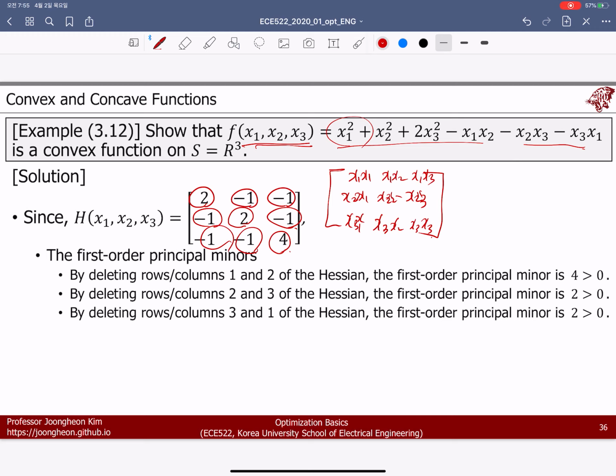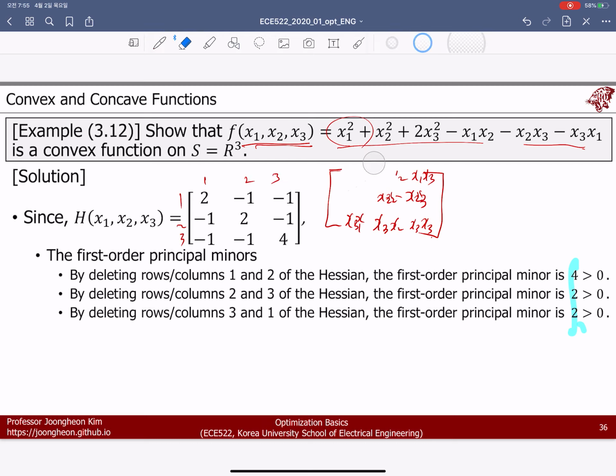So in this case, you want to calculate the first order principal minor first. That's why it becomes 2, 4. 2, 4, that's fine. So for the next, you want to calculate the second order principal minor. So in this case, 1, 2, 3. Then you have to organize a new matrix with 2 selected among the given 3.